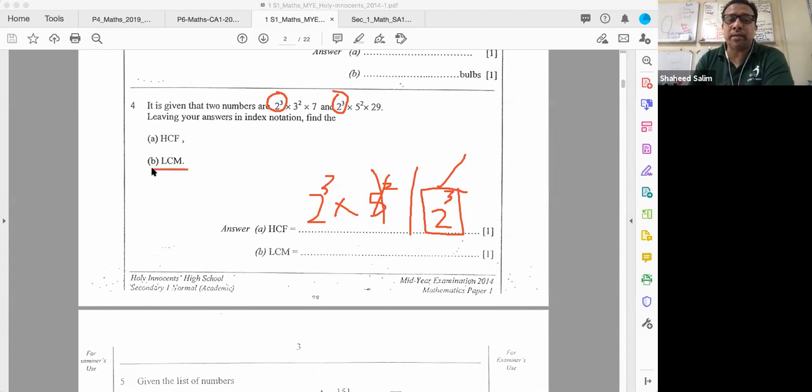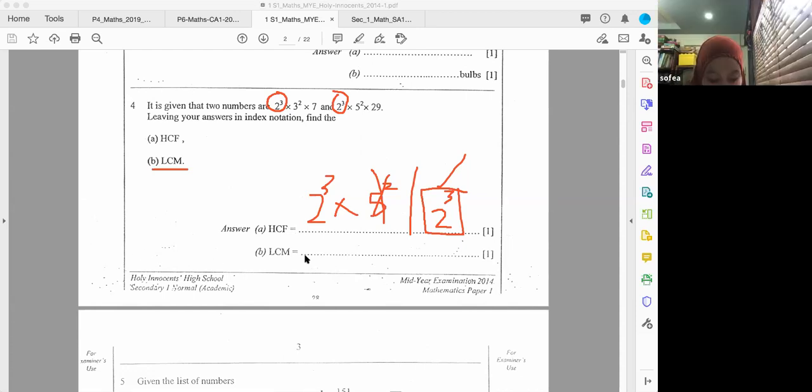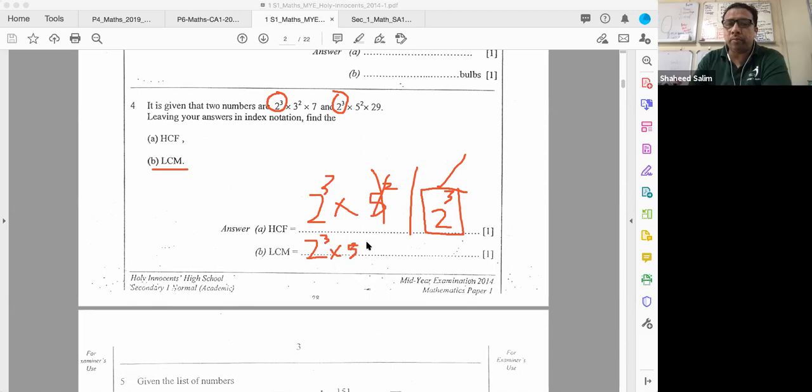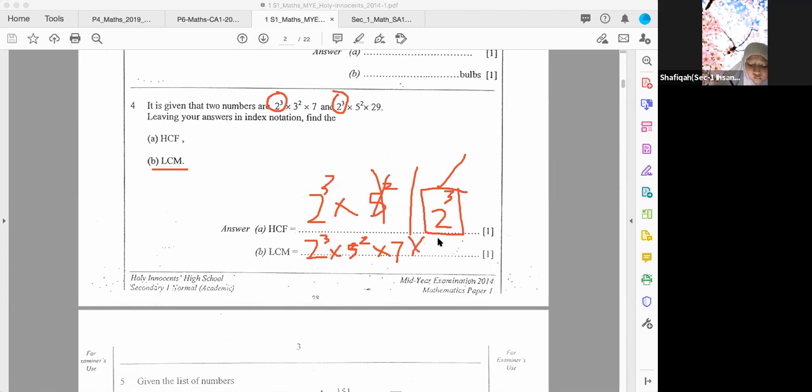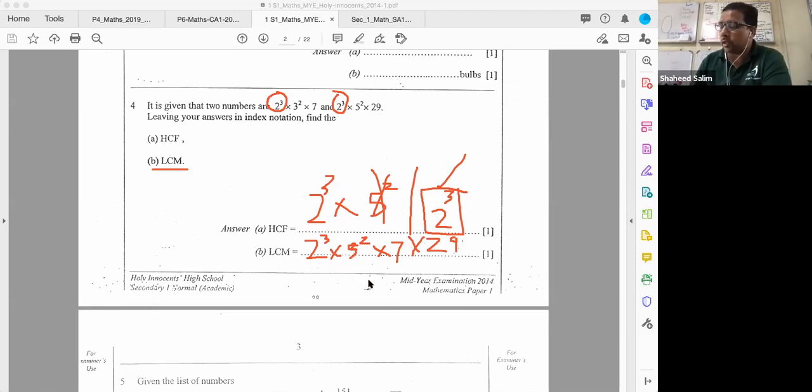So Shafika, LCM. What's your LCM? Sophia, what's your LCM? 2 to the power of 3 times 5 to the power of 2 times 7 times 29. 2 times 7 times 29. Okay. Mr. Shaheed. Yeah. What about Shafika? Is there a mistake in this? Huh? Her LCM, is it correct? We will ask Sabrina last because I got a feeling she got an answer. Is it correct or not? Sabrina, is it correct? What is missing?